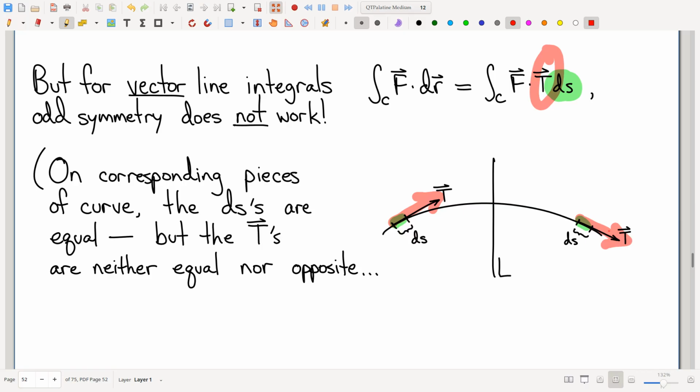So crash and burn, right? We're not going to get cancellation, because what we're actually looking at on these two different sides are just not related enough for this to work out. So yeah, no odd symmetry theorem for vector line integrals. Do be very careful about this.